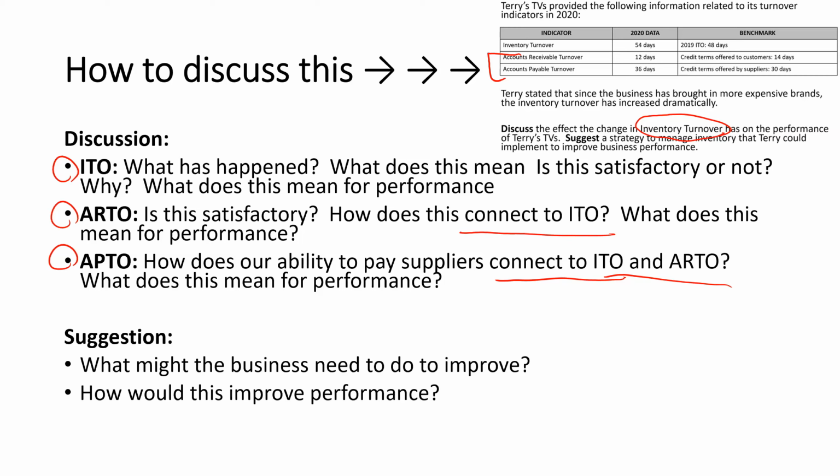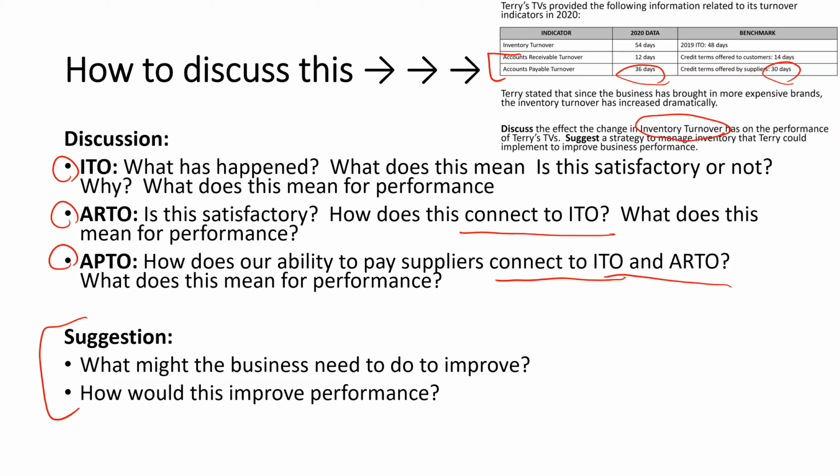So if I have a look at accounts receivable, I can see that I am meeting the credit terms, or my customers are meeting the credit terms, I should say, by 2 days. But when I look at accounts payable turnover, I can see that I'm not meeting my credit terms my suppliers are giving me. In other words, I'm not paying them on time. So as a business, this could be a real problem, and my inventory turnover could help me to solve this problem. Under the suggestion, as I said before, what might we need to do to improve? What's the strategy? And then how?